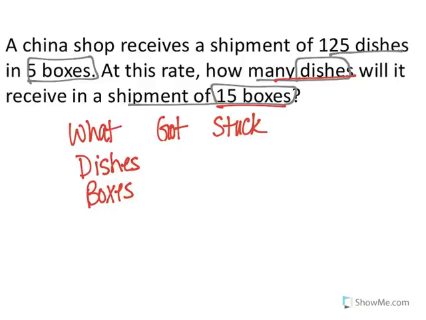Got, what information do you got? What did they give you? Well, I already know that I can get 125 dishes in 5 boxes. Make sure you put it in the correct spot. 125 dishes. So I'm going to put that with dishes in 5 boxes.